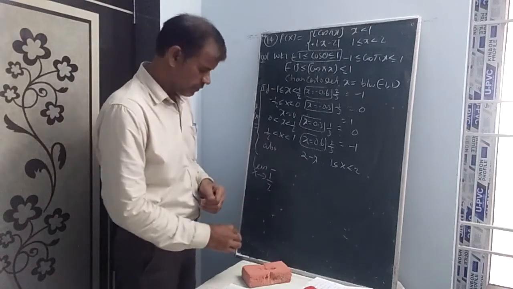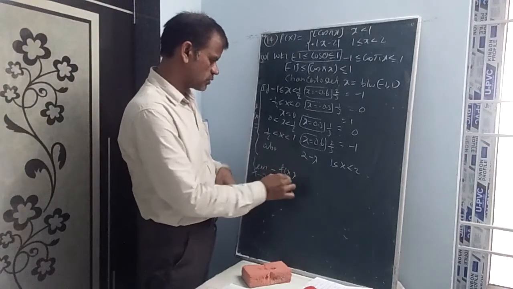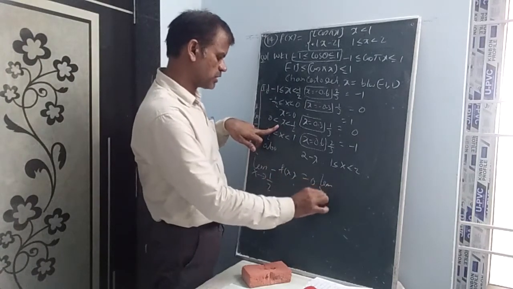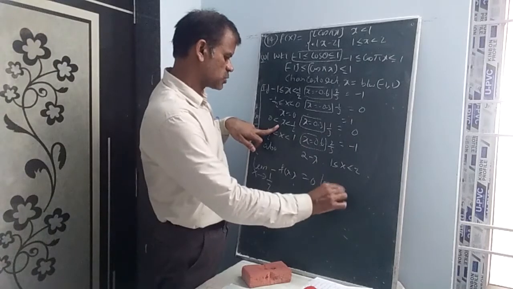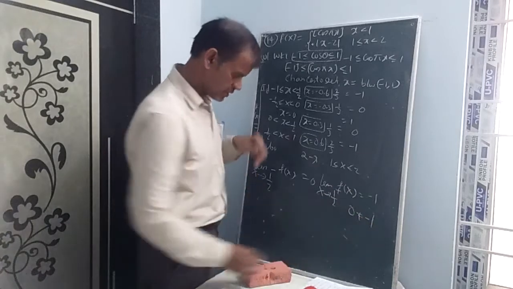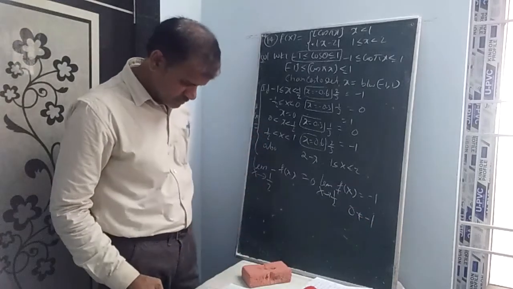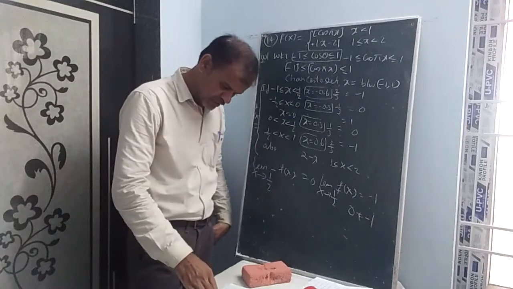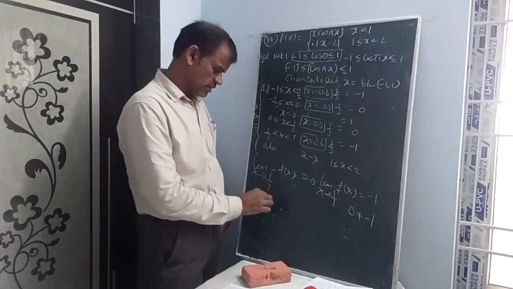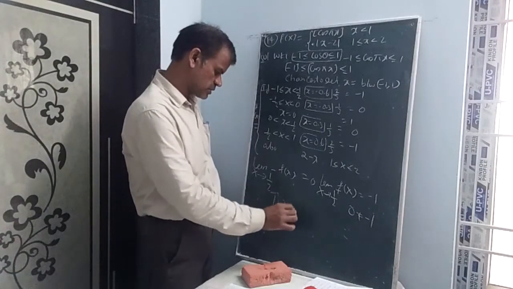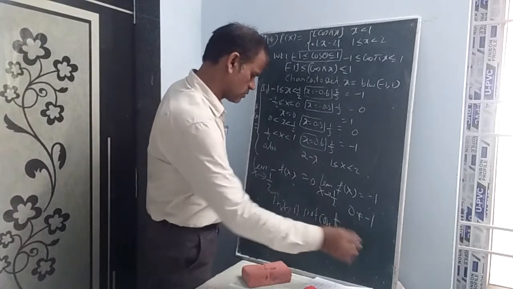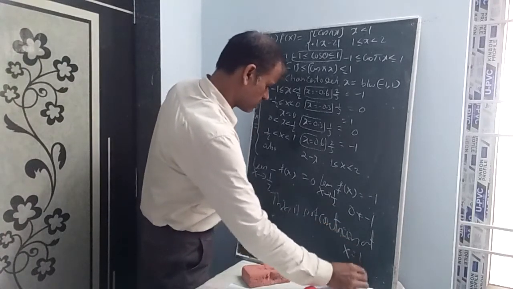The limit as x tends to 1/2 minus of f(x), the left neighborhood, is 0. And the limit as x tends to 1/2 plus of f(x), the right side, is −1. So 0 is not equal to −1. We can conclude that the function is not continuous at x = 1/2.